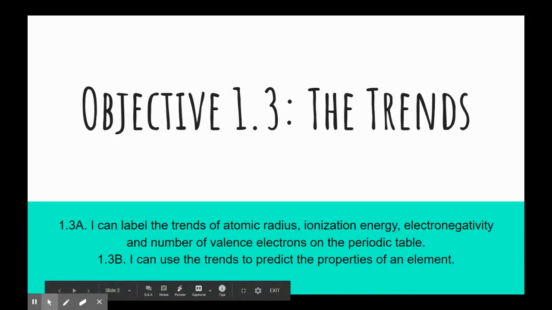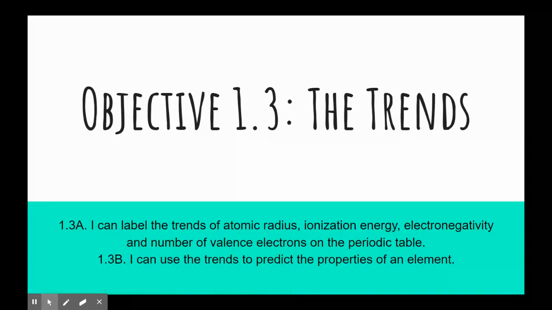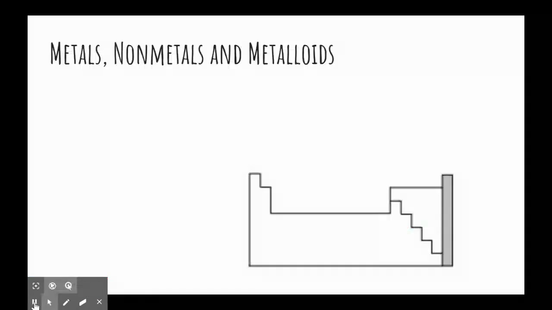You do also need to know how to find the number of valence electrons from the periodic table, but you should already know how to do that from 1.2. You do also need to use the trends to predict the properties of an element.